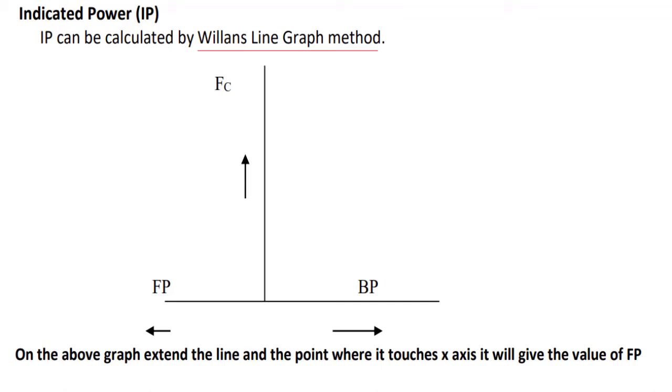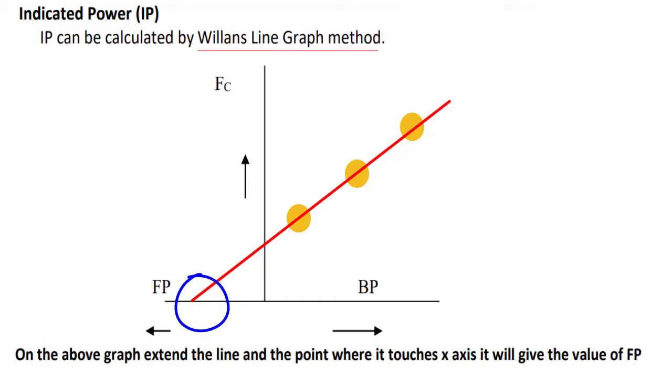Here you can see we are drawing a graph on which, in the x direction, we are taking the brake power, and on the y axis we are taking the fuel consumption. After plotting all the points regarding fuel consumption and brake power, we will extend that line in the reverse direction, and find the cutting point on the horizontal x-axis. That is our frictional power. From this graph you can see it is called the Willians line method.